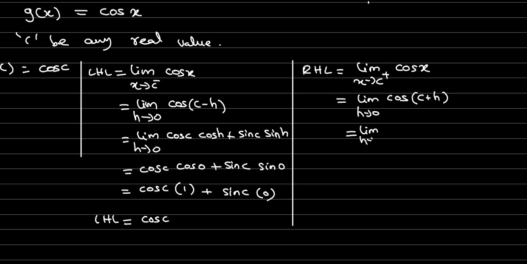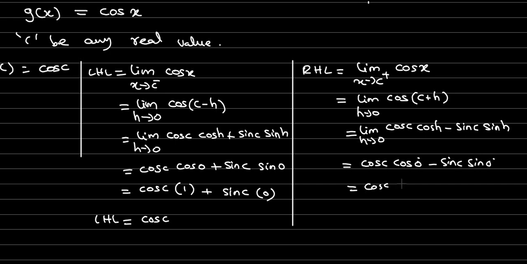So now limit h approaching 0, cos c cos h minus sin c sin h. Now if you apply the limit, cos c cos 0 minus sin c sin 0. As usual, cos 0 value is 1, minus sin c times sin 0 value 0. So 0 is getting multiplied with sin c, the entire term becomes 0, and here 1 into cos c is cos c. So the right hand limit is cos c only, right?